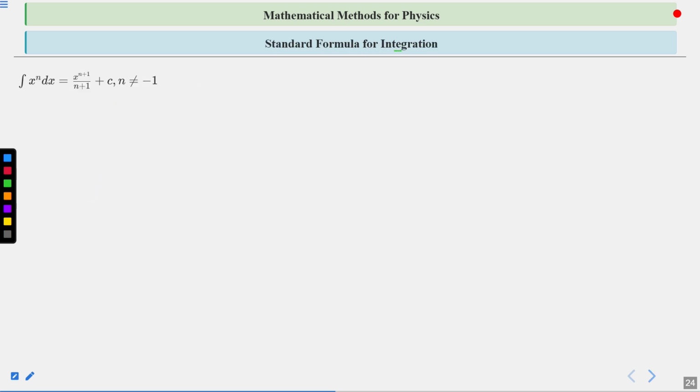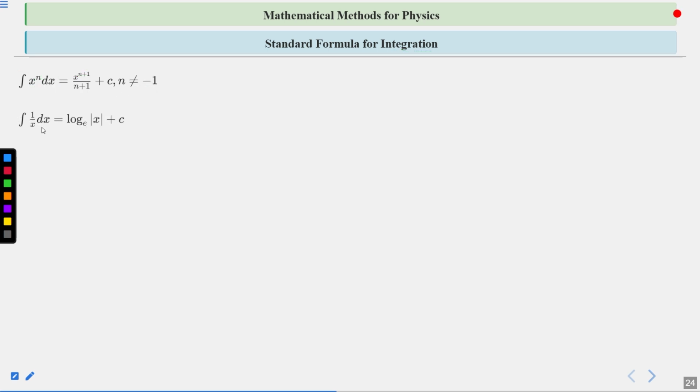Standard formula for integration. Integration of x raised to the power n dx is what? To find the integration of this term, x raised to the power n, firstly add 1 in the power, so it will be x raised to the power n plus 1, and divide by the power, that is, in the denominator n plus 1, plus c, where n is not equal to minus 1.